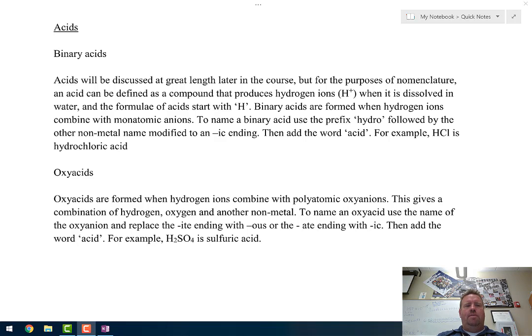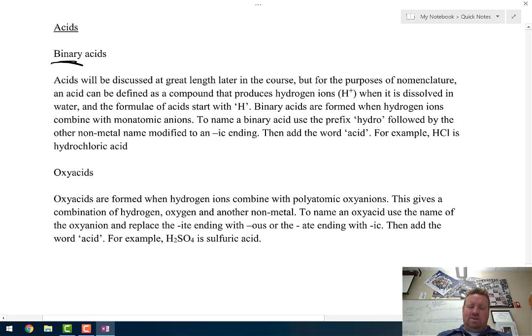Let's talk today about acids. So yesterday we talked a little bit about ionic compounds. There's binary ionic compounds, and then there are ternary ionic compounds. And acids is actually somewhat similar to that. You can see with acids here that we have what are called binary acids.